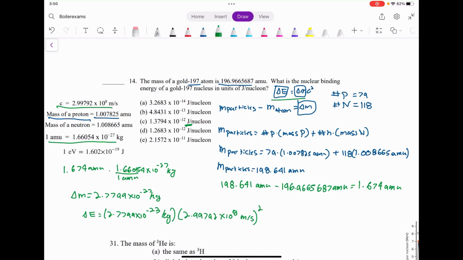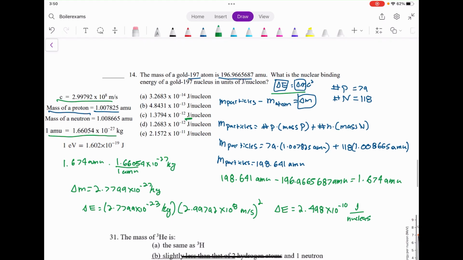And I get, did I do that right? Yeah, it looks right. Okay. And then since we kept everything in SI units, we are going to get this in joules per nucleus. So this is 2.498 times 10 to the negative 10, and that is joules per nucleus.